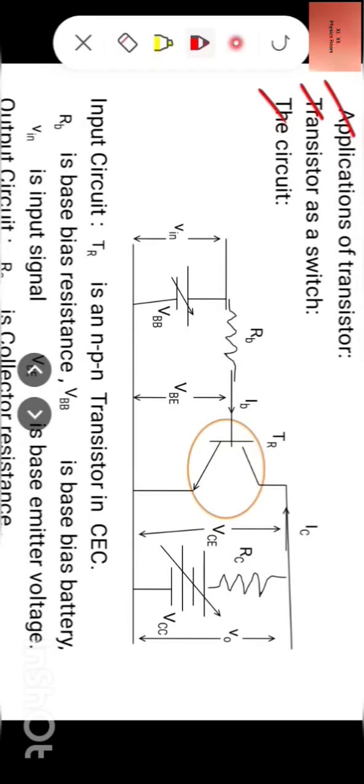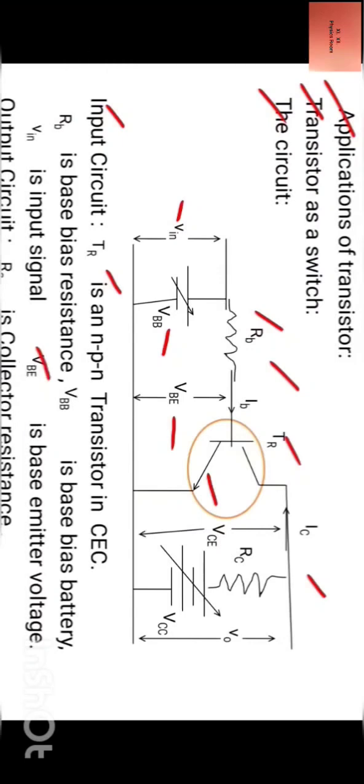First we need the circuit. The circuit has two sections, input circuit and output circuit. First we take up input circuit. So TR is an NPN transistor in common emitter configuration. RB is base bias resistance. VBB is base bias battery. Vin is the input signal. VBE is base emitter voltage.